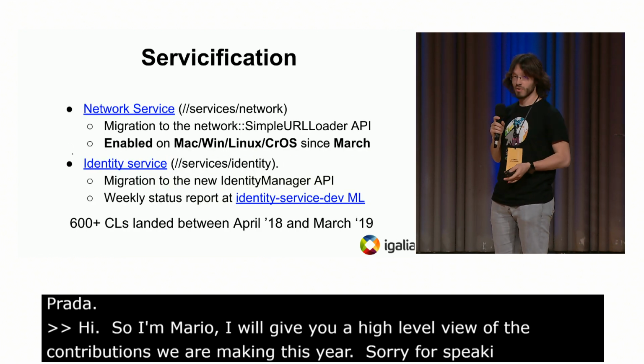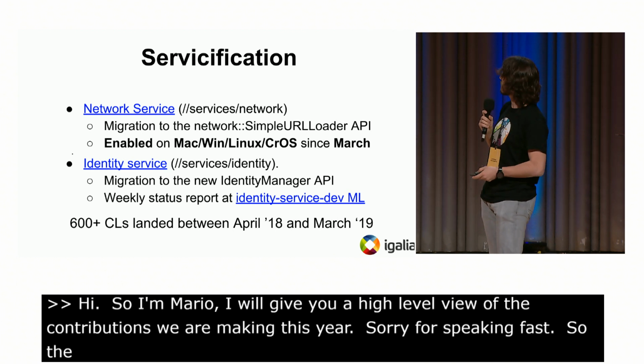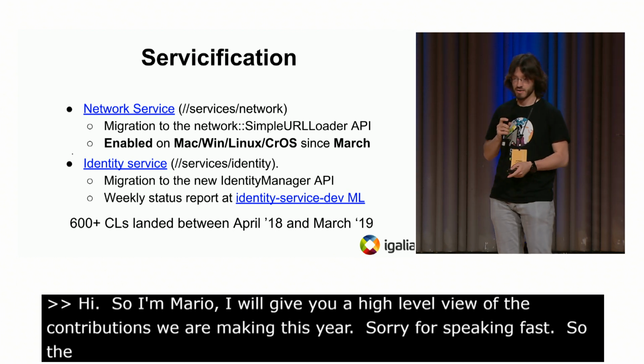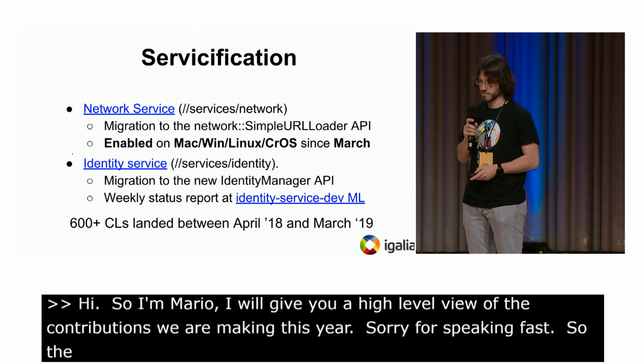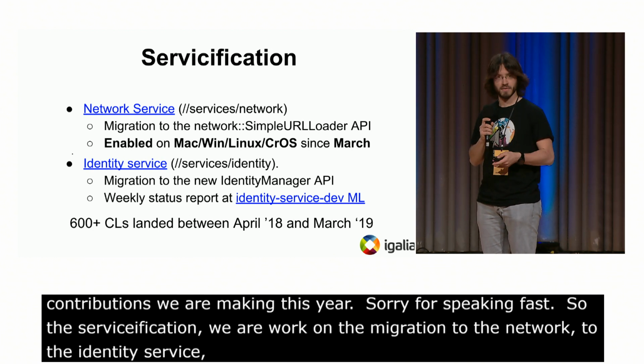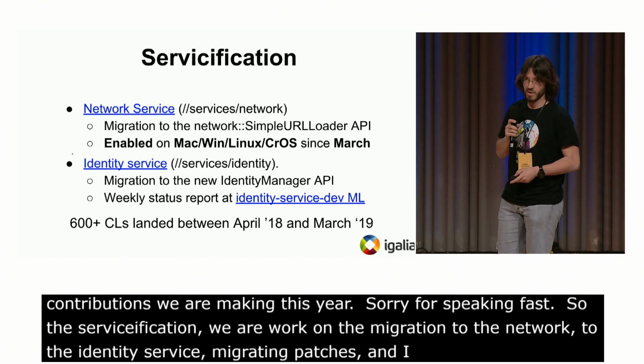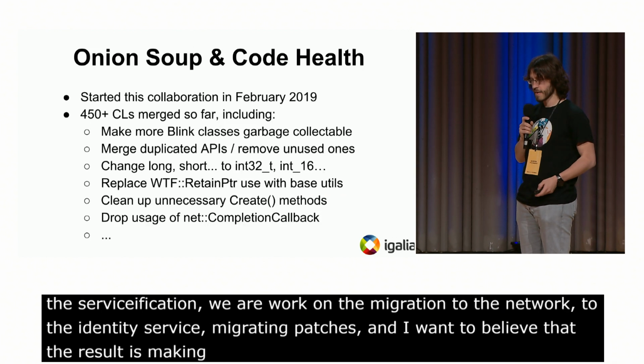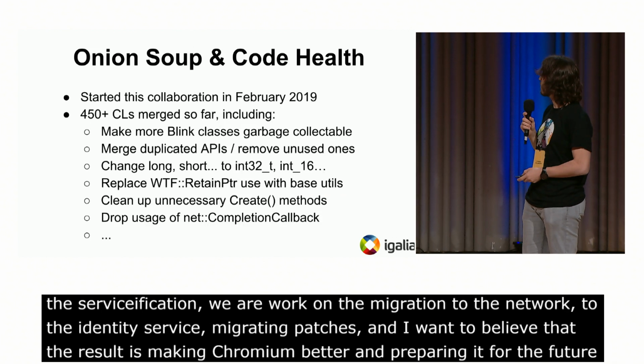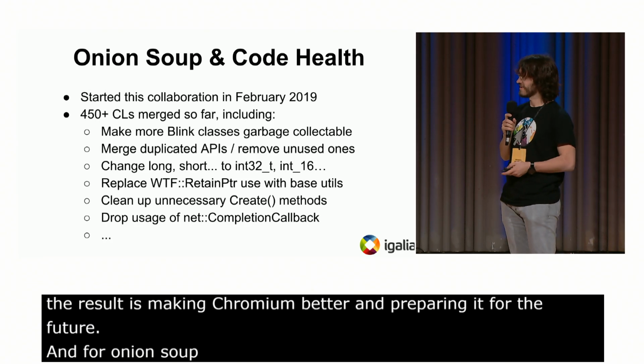Servicification, in this case, we work on the migration to the new APIs of the network service and the identity service, landing quite a bunch of patches during this collaboration that I want to believe resulted in making Chromium better and preparing it for the future. For Onion Soup and Code Health, this is an ongoing collaboration.